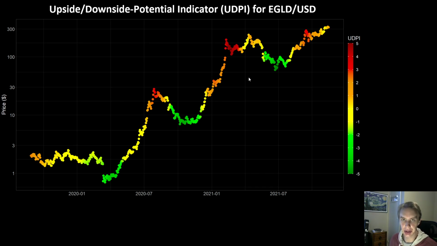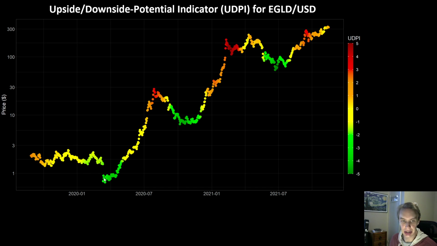If you're returning to the channel, you're quite familiar with this type of graph. In brief, what I'm showing you here is the price history of EGLD over time. The dots represent days, and the color of the dots corresponds to the output of our risk indicator. So -5 is low risk, 5 is high risk, and price is in logarithmic form for this graph.